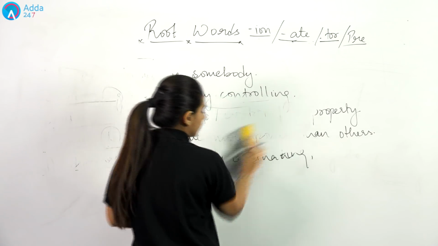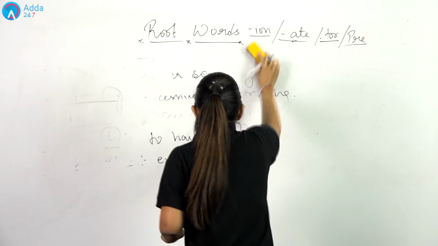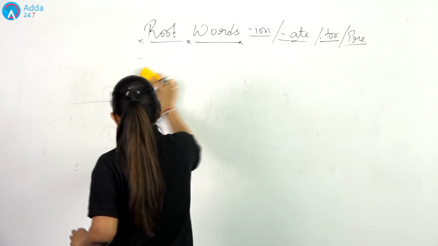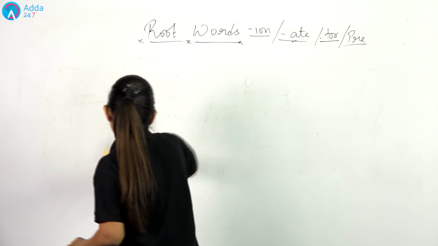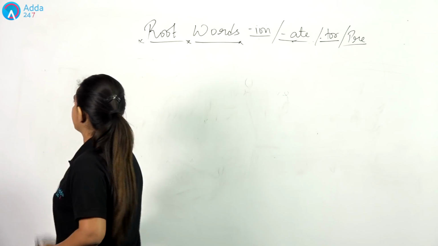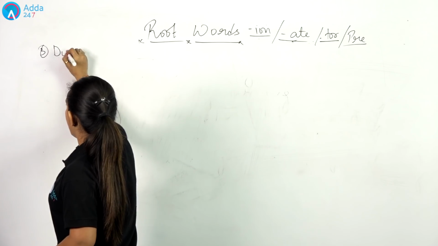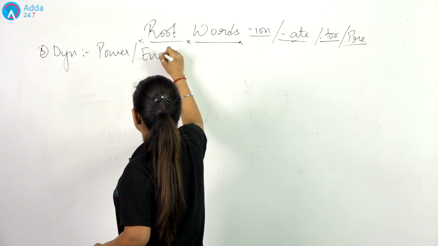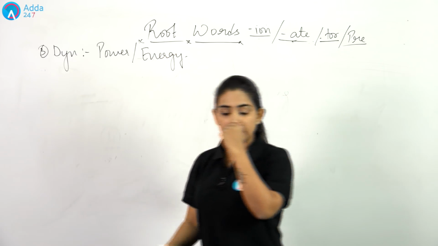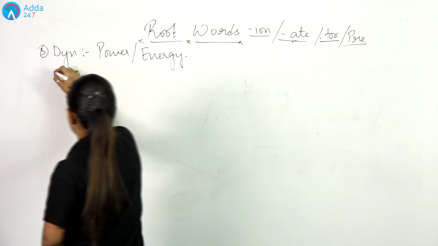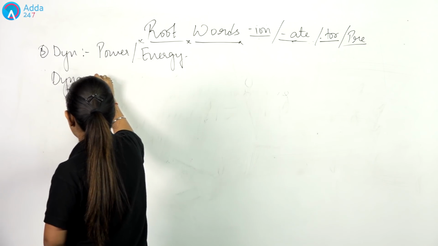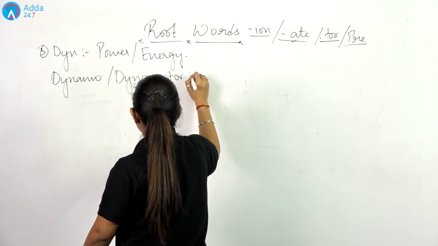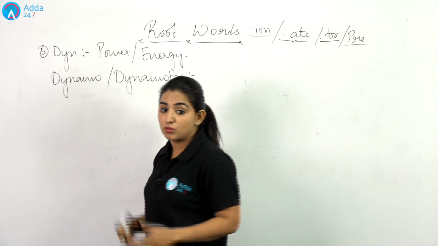The other word for the day will be dyn. See, DYN, this word talks about power. This word talks about energy. It talks about power, it talks about energy, it talks about strength. This is what we have with dyn, right? So the first word that we have is dynamo or dynamotor, right? See, dynamo or dynamotor, what does this mean?